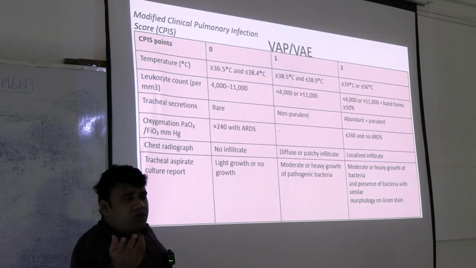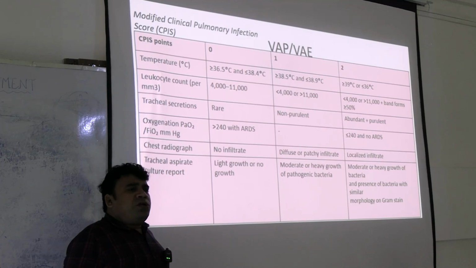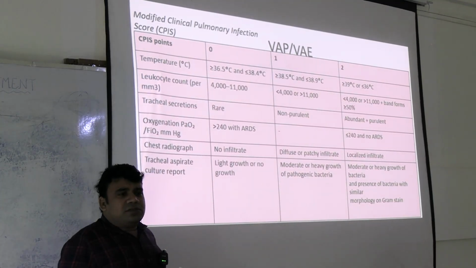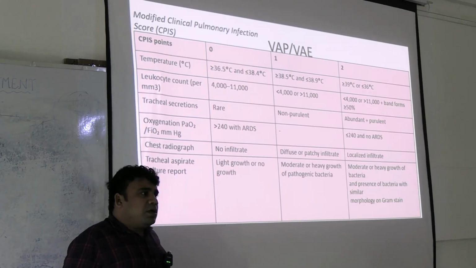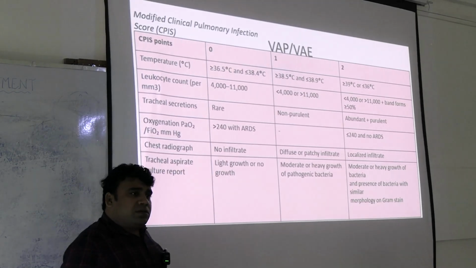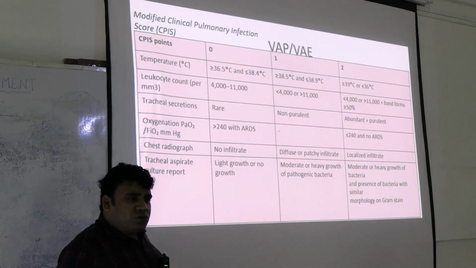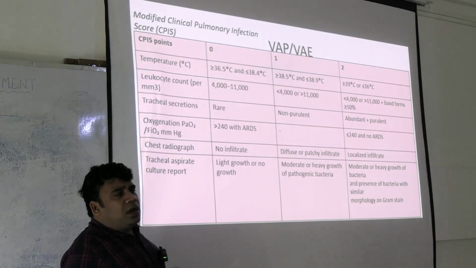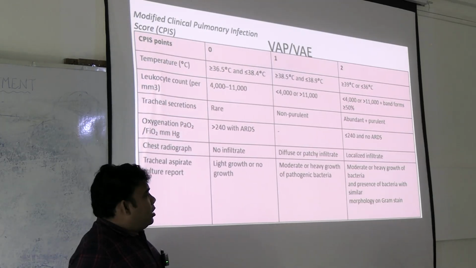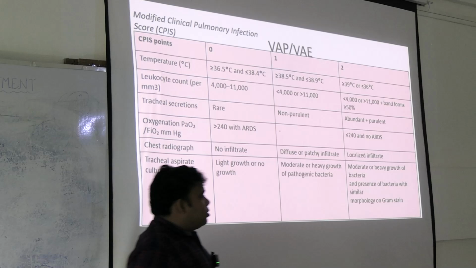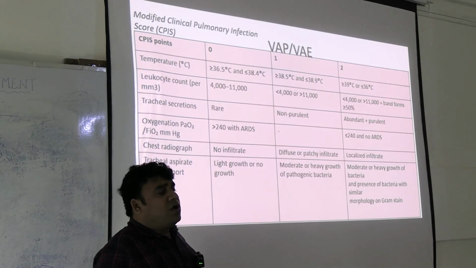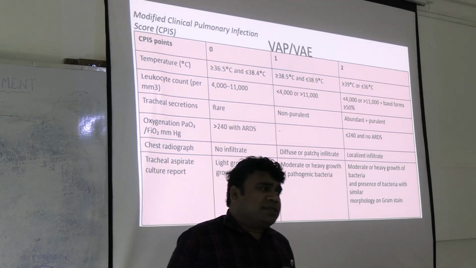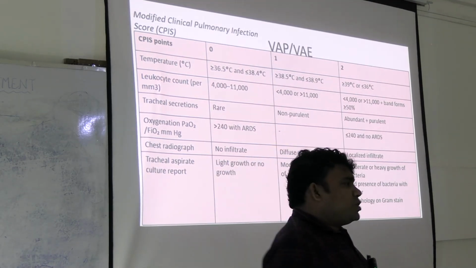Next, I think you already know, in pneumonia there will be radiological changes. What is found as radiological change? Consolidation may or may not be present. It can be infiltrate or diffuse. And finally, you take the tracheal aspirate and do the culture. If the organism is there with heavy growth, it is highly suggestive of pneumonia. So based on this scoring criteria, we may ascertain whether the patient is having ventilator-associated pneumonia or not.